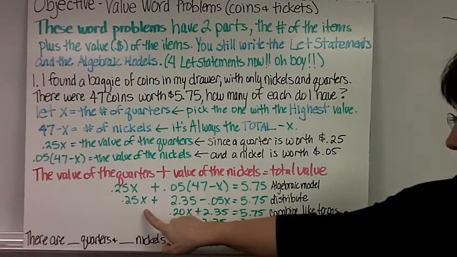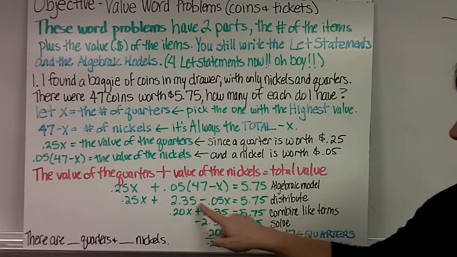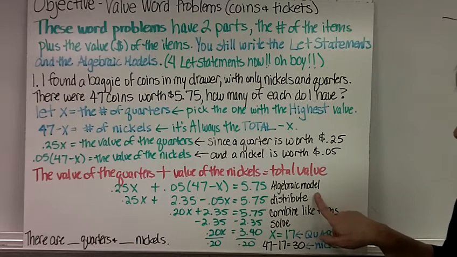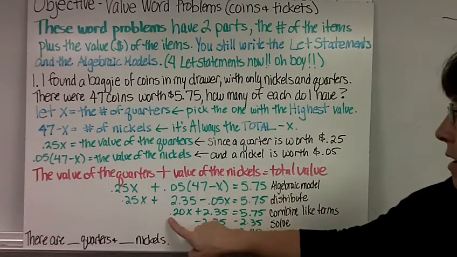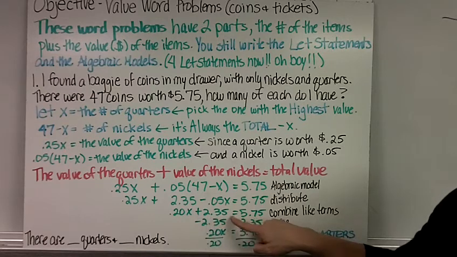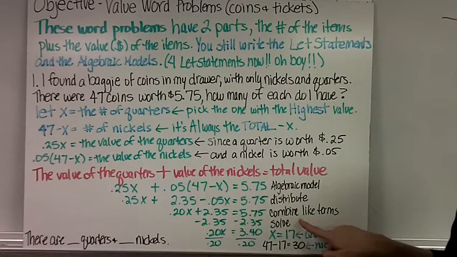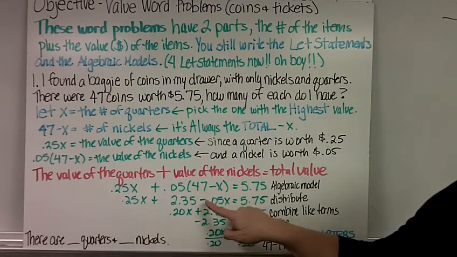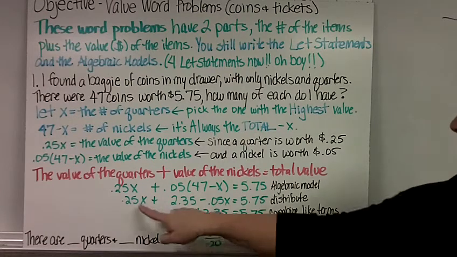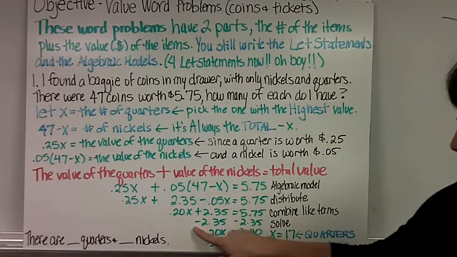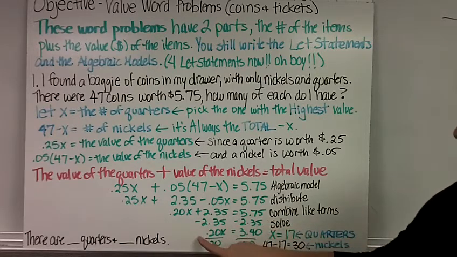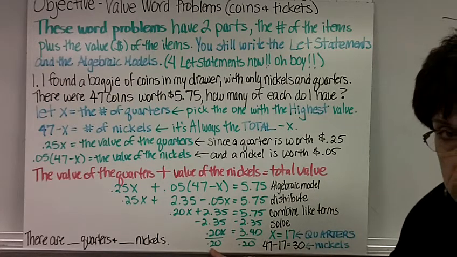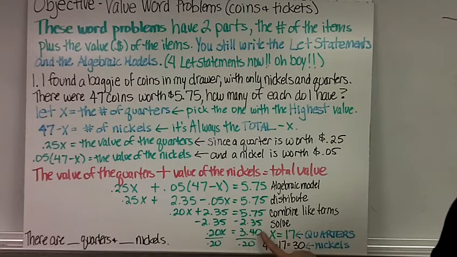Now I'm going to do 0.25x plus 2.35 minus 0.05x equals 5.75, and I get that from distributing. Now I have 0.20x plus $2.35 equals $5.75, and I get that because I've combined my like terms. The 0.25x minus 0.05x, basically a quarter minus a nickel. Now I subtract $2.35 from both sides, and I remain with 0.20x equals $3.40. Divide both sides by 0.20, move the decimal over 1, move the decimal over 1.